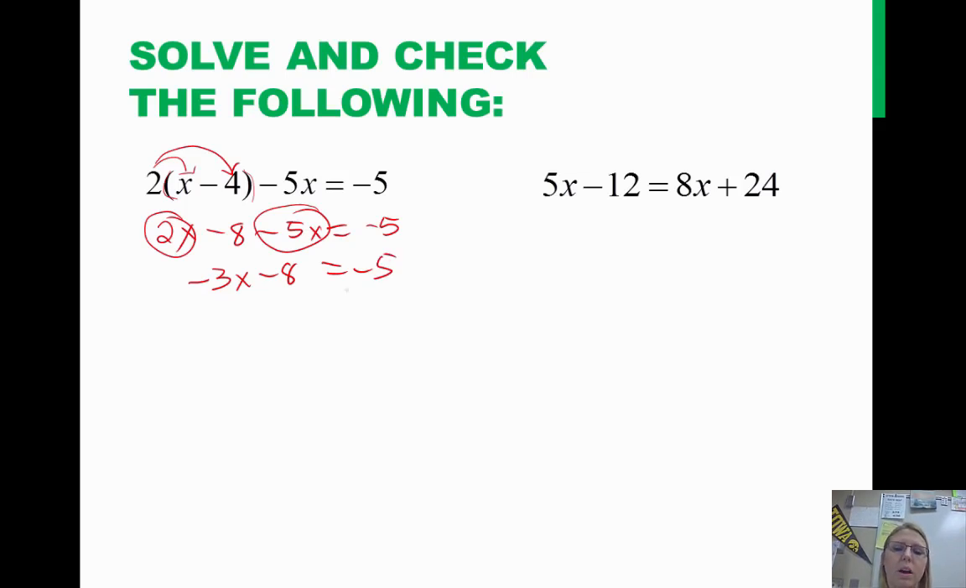And now I want to isolate the variable here, which is x. So I need to move everything away from it. I'm going to move this constant away from it first. We have a -8, so I'll add 8. So I have -3x equals 3. And now I can divide by negative 3. These cancel, and I have x equals negative 1.